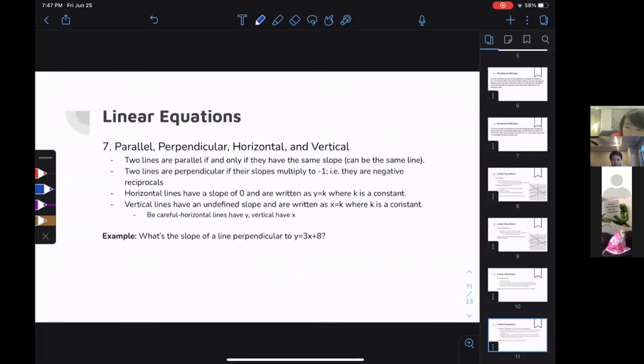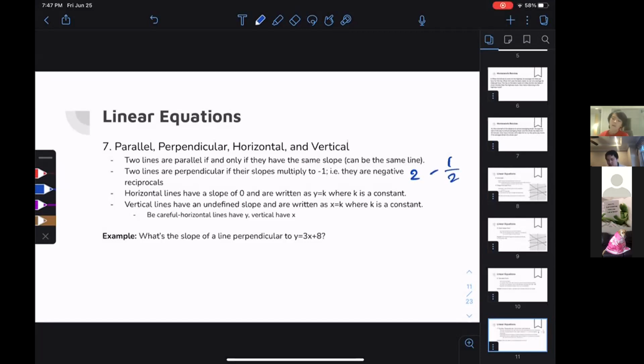All right, so on to linear equations. Two lines are parallel if and only if they have the same slope. They can also be the same line, but they're parallel if they have the same slope. If they have the same y-intercept and the same slope, they are the same line. And they're perpendicular if their slopes' product is -1, or in other words, they're negative reciprocals, such as 2's negative reciprocal is -1 divided by 2, or -1/2.